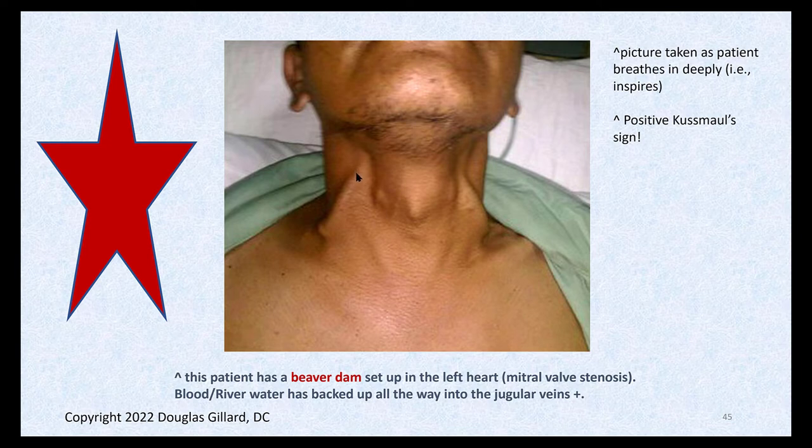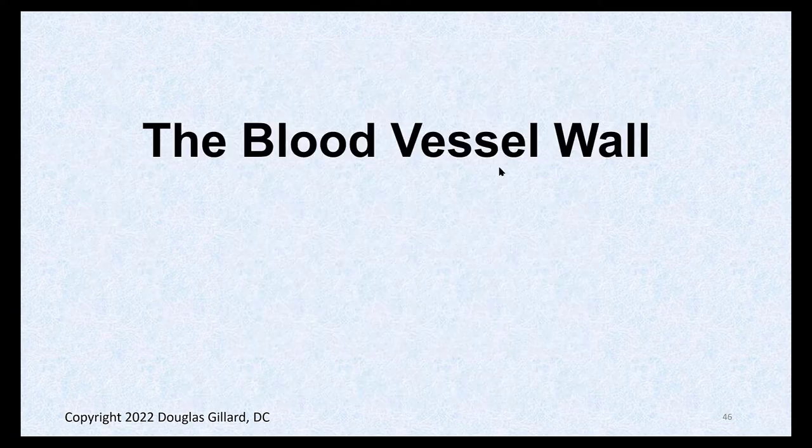Increases, right? What happens to the pressure in your chest when you take a deep breath? It becomes very negative, like a vacuum, and it sucks blood, it sucks stomach fluid, it sucks everything in through the vessels. So when you take a breath, you suck blood into the heart, and if there's no room for the blood, because you have a beaver dam somewhere, it just goes right up into the jugular veins here, and they bug out like crazy, and that's a Kussmaul sign.